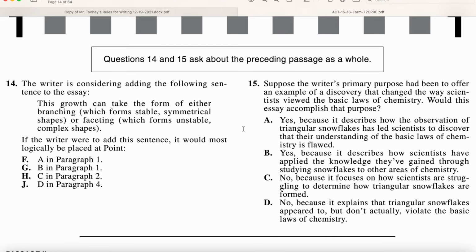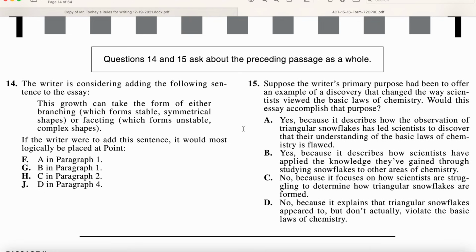Suppose the writer's primary purpose had been to offer an example of a discovery that changed the way scientists viewed the basic laws of chemistry. Would this essay accomplish that purpose? Okay, this is a very specific question here, Abdul. What's the question asking us here? Did it change the way that scientists looked at the basic laws of chemistry? Would the essay accomplish this purpose if that was its purpose? Does that make sense? Yes, sir.